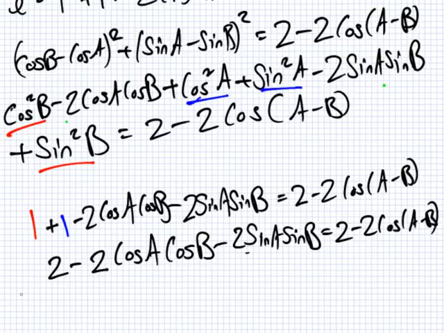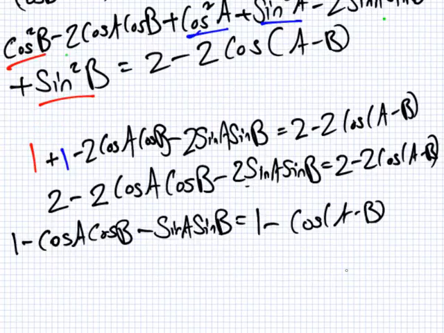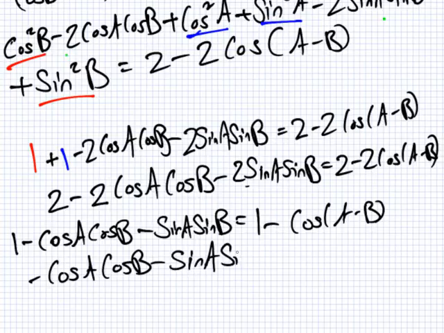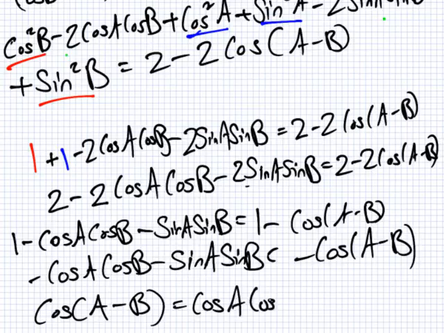Now, clearly there's something in common: 2. So we have 1 minus cos A cos B minus sine A sine B equals 1 minus cos A minus B. Now there's a 1 on each side which we can cancel, and we get minus cos A cos B minus sine A sine B equals minus cos A minus B. Now there's a minus in everything, so we can divide everything by minus, and we end up with cos A minus B equals cos A cos B plus sine A sine B.